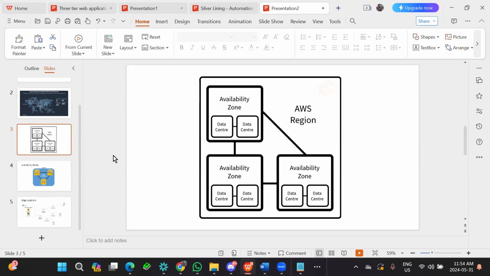Also, there is another reason, regulatory compliance. Some industries and countries have strict regulations about where data must be stored and processed. By having regions in various geographical locations, AWS can help customers to comply with these local data residency laws and regulations.